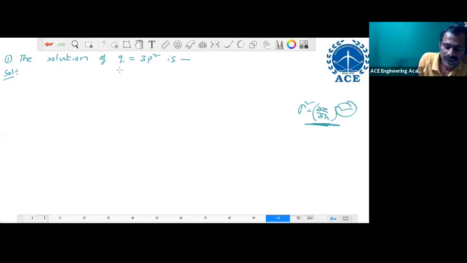Just check the equation. Is it free from x, y, z or not? Is it containing only p and q or not? This equation contains only p and q. There is no x, no y, no z. So this equation comes under the first type. The differential equation contains only p and q. So let us do this problem according to the above method.